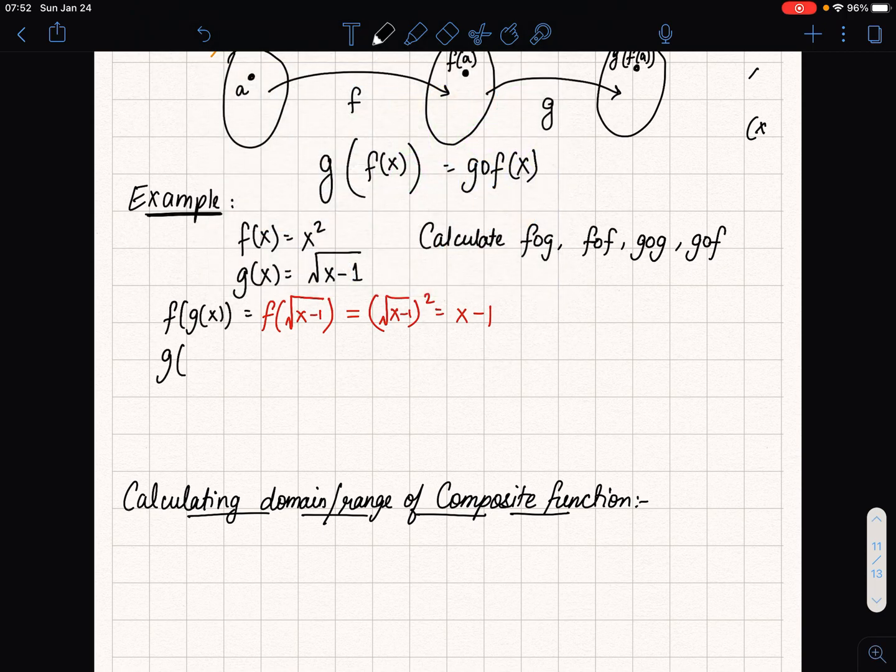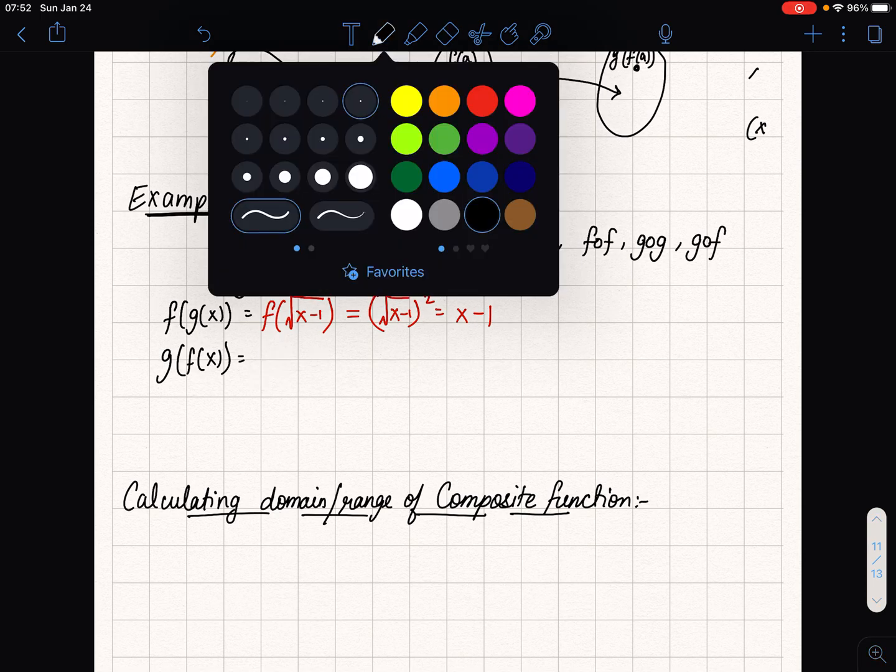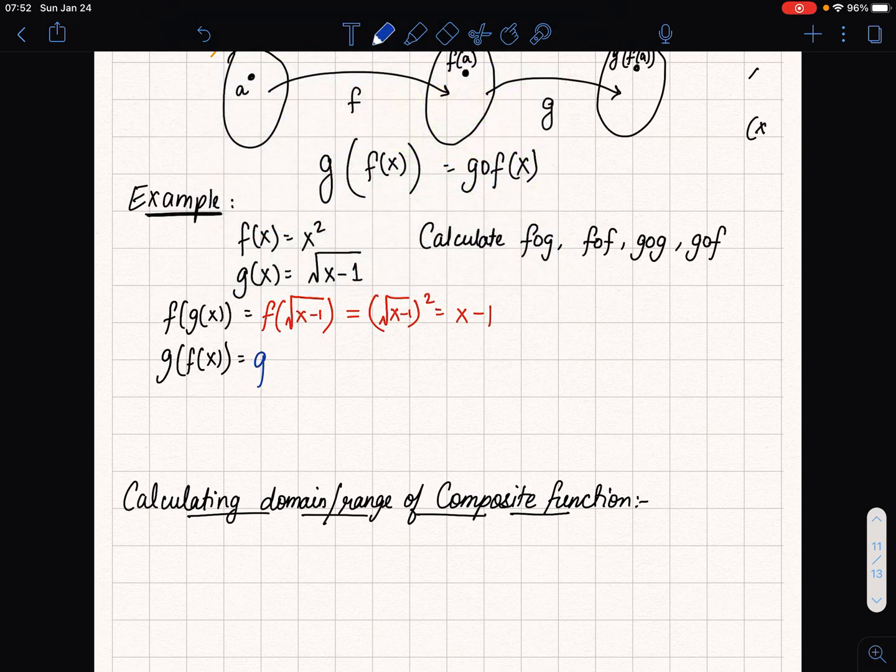Now we look at g of f of x. We look at g of, what is f of x? X squared. Now we look at g of x squared, which is square root of x squared minus 1.